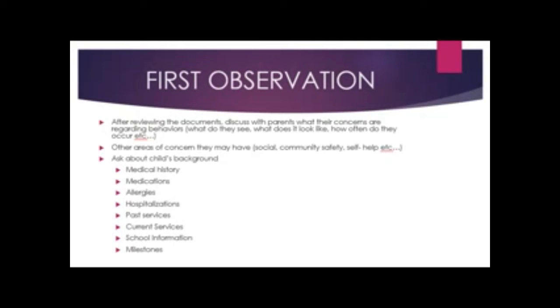Community and safety. Do they have concerns with community and safety? Does their child elope when they're out in the community? Do they understand danger? Do they understand stranger danger? Or are they going up to strangers and not respecting personal boundaries?